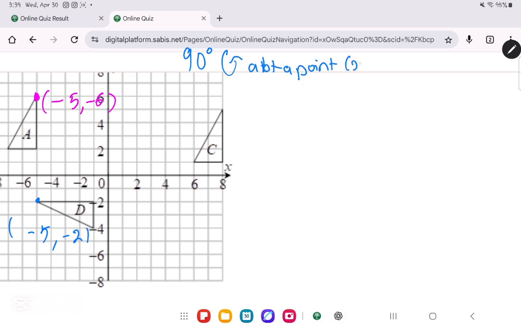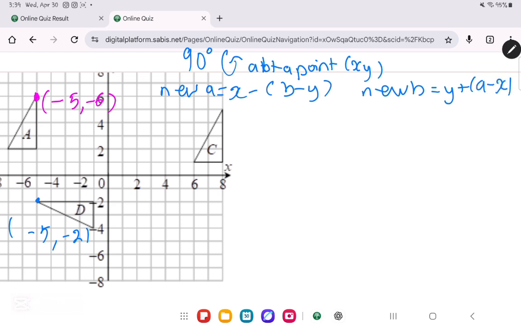Okay, so now, again, because we're dealing with 90 degrees counterclockwise about a point xy, we will need to find the new A. We know that the equation of new A, because it is counterclockwise, is x minus b minus y. And new B, because it is counterclockwise, is y plus a minus x.